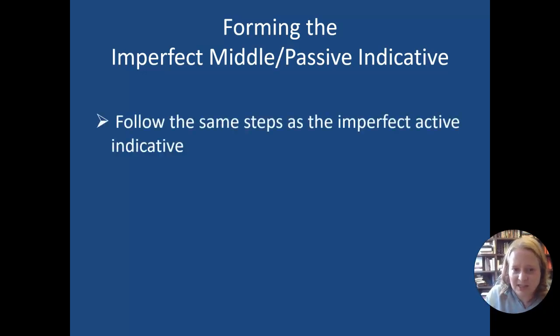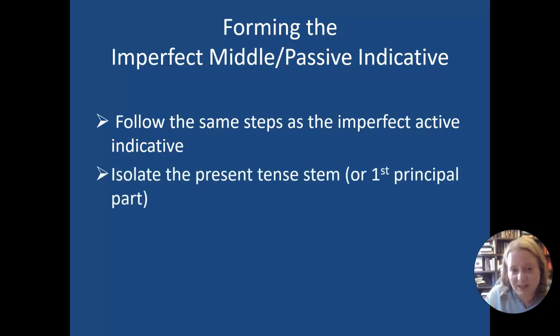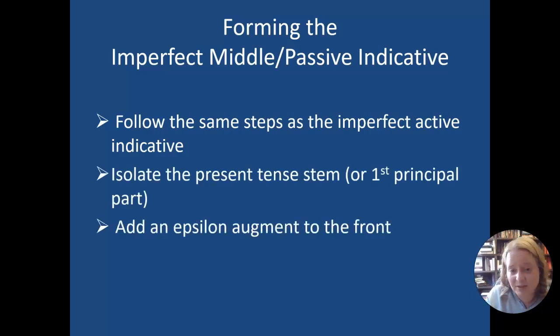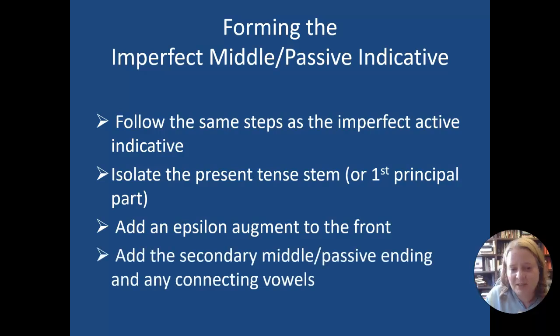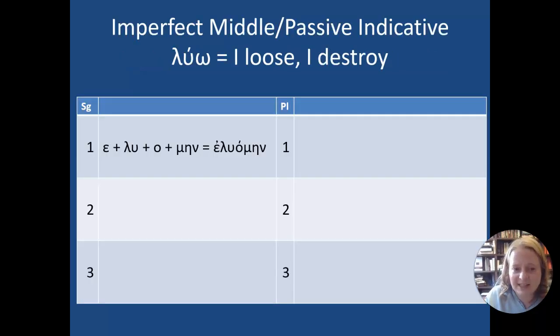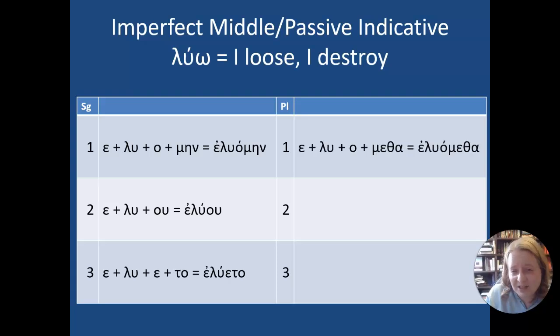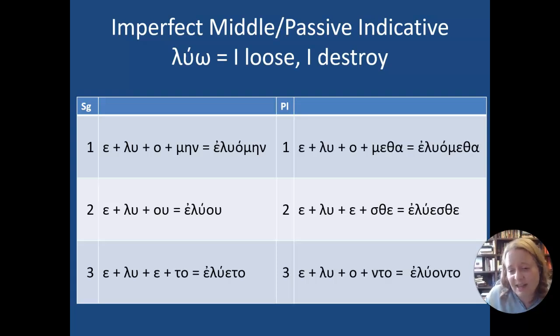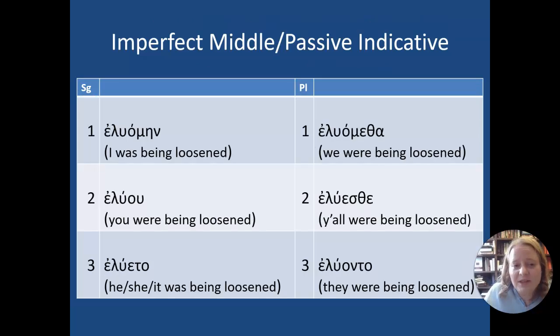When you're forming the middle passive, so mostly I've spent my time talking about the active, but chapter 11 is just to say, follow the same steps of finding the stem, the first principal part, add an epsilon to the beginning, and add the secondary endings. These are going to be them: elu amen, elu u, elu eta, elu amatha, elu este, elu anta. These ones, which would be like, I was being loosed, you were being loosed, it adds even more like layer to it. I don't see these very often. You won't see these very often, so I'm not as worried about them.